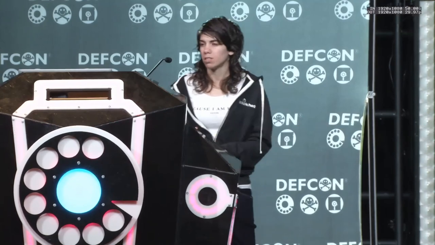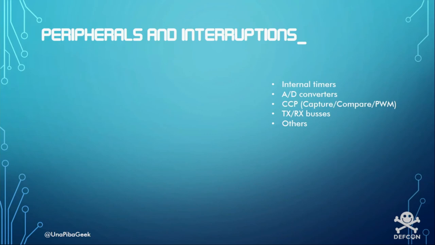In big programs, there will always be interruptions, because the microcontroller can use interruptions to alert about events. For example, signal timers, alarms, the analog to digital converter module, transmitters, and peripherals of different communication protocols, as well as other peripherals.